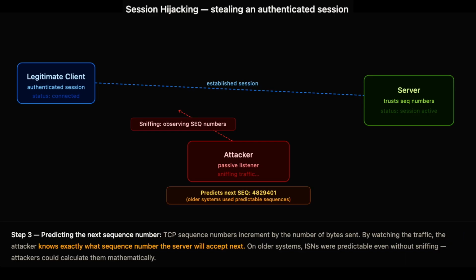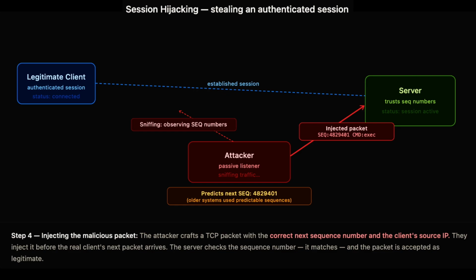TCP sequence numbers increment by the number of bytes sent. By watching the traffic, the attacker knows exactly what sequence number the server will accept next. The attacker crafts a TCP packet with the correct next sequence number and the client source IP. They inject it before the real client's next packet arrives.